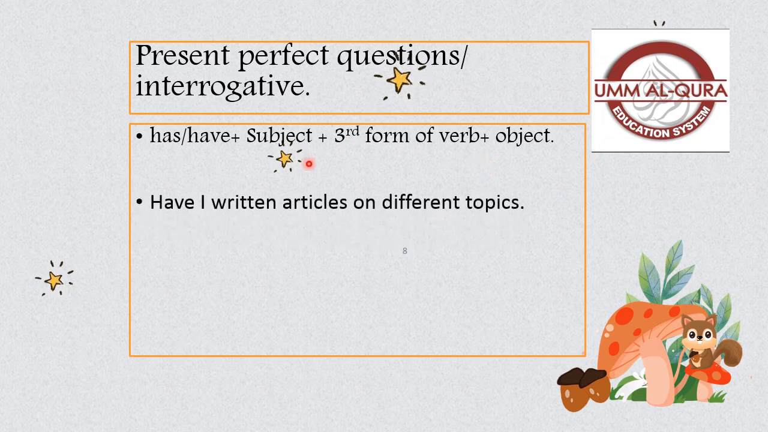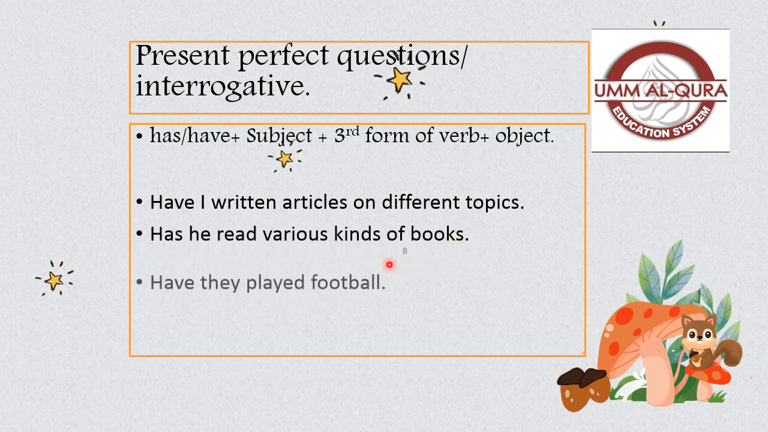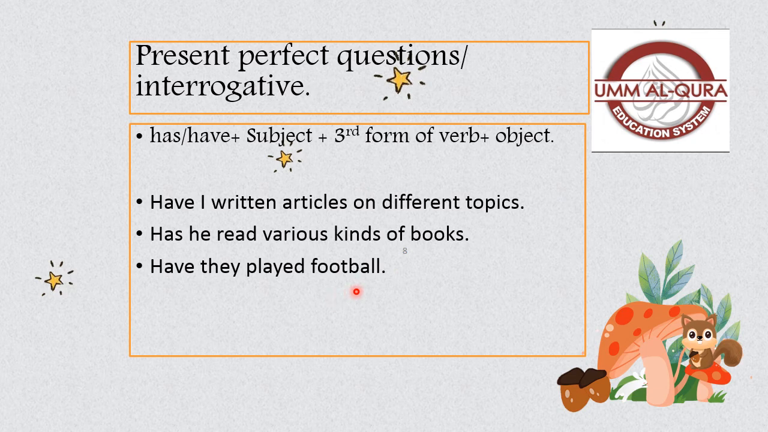Okay, here are few examples. Have I written article on different topics? Has he read various kinds of books? Have they played football? And has she taken coffee? You can see these are all helping verbs: have, has, have, has. Then rest of the sentence is same. So this was our topic for today.